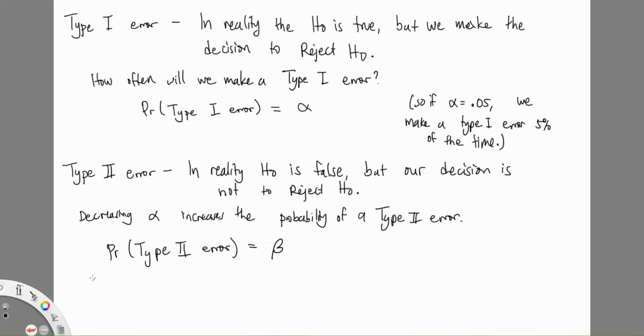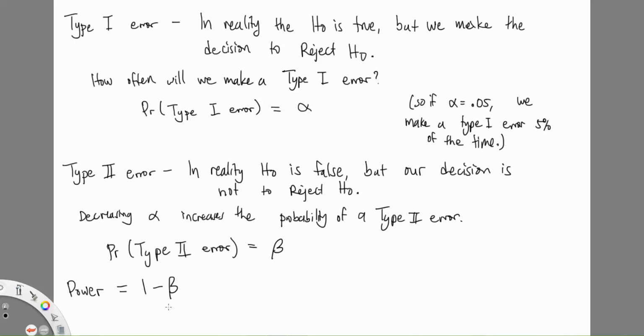Okay, and then we have something called power. Okay, power is equal to 1 minus beta. Whenever we do 1 minus something, what does that mean when we're talking about probabilities? It's the complement, right? 1 minus something is the probability of the complement. So power is talking about the probability of the complement to a type 2 error. So what is the complement to a type 2 error?